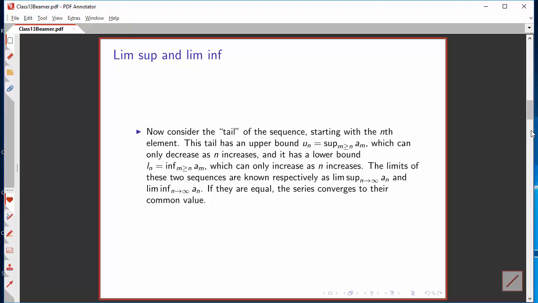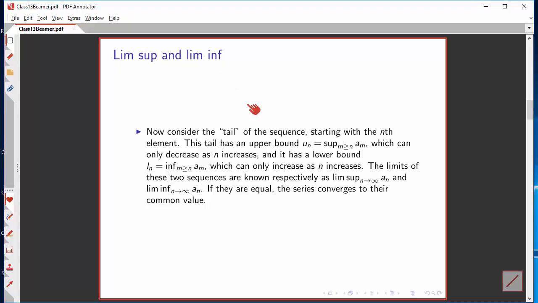Now, you may have seen these concepts before, in which case you were probably puzzled by them, or you may not have seen them before, in which case you were lucky, but you can't stay lucky forever. You're going to have to learn about lim sup and lim inf.